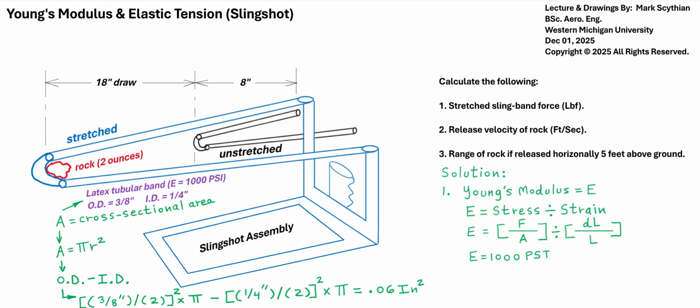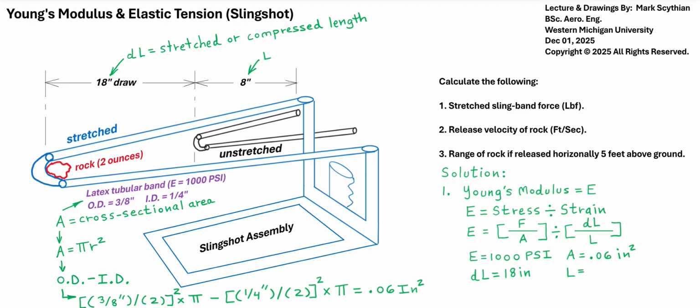We know our Young's modulus is 1000 psi for the latex tubular band. We have our A value. Then our delta L is the stretched or compressed length with respect to the original length of 8 inches. So L is just the original length of 8 inches in this case.